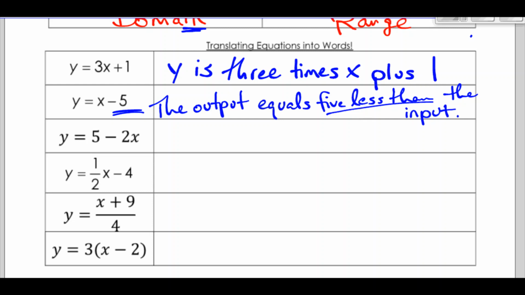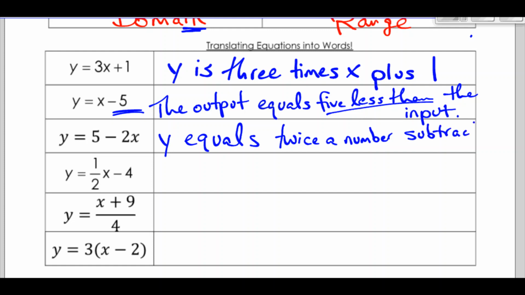All right, on the next one, I'm going to say y equals twice a number subtracted from 5. And that might seem weird too, but when I have that phrase subtracted from, even though I say this twice a number first, it's actually happening second. I'm taking that away from the 5. I start out with 5, and then I subtract from that, I subtract 2x.